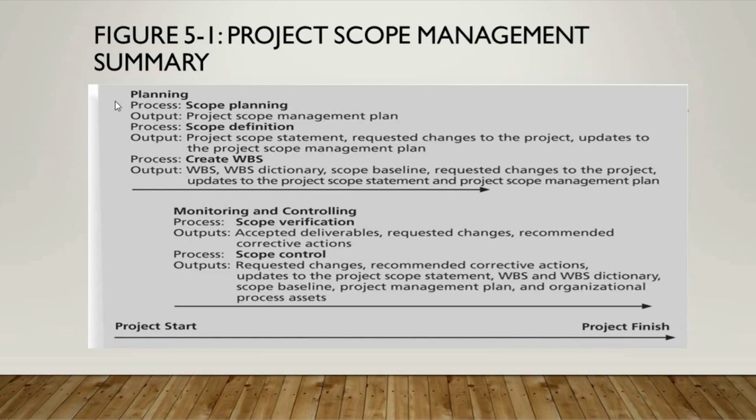In this figure, we can see the project scope management processes. First, there is planning. Under planning, we have scope planning, scope definition, and create work breakdown structure. Second is monitoring and controlling. Under this, we have scope verification and scope control. All in all, this figure shows how the scope management plan works. This includes how you will prepare a detailed scope statement, how you will create the work breakdown structure, how you will manage changes to the scope, and how you will get formal acceptance of the project deliverables.